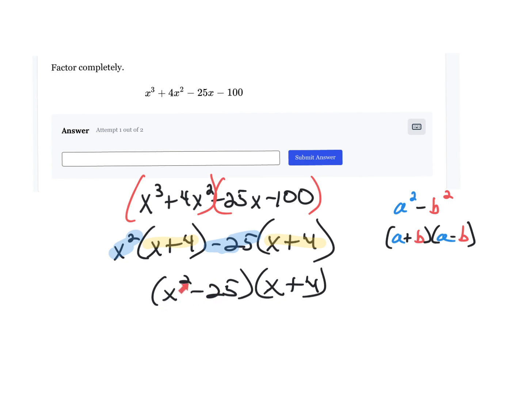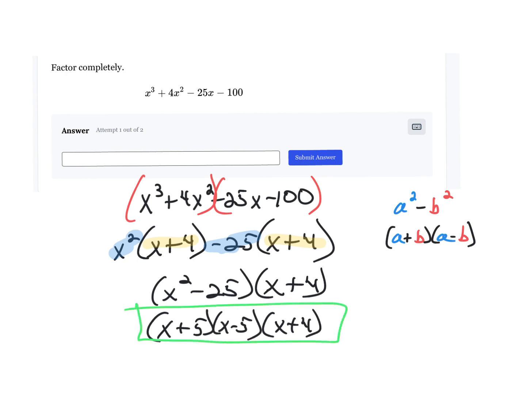So in this x squared minus 25, this is the difference of perfect squares. The square root of x squared is x. The square root of 25 is 5. And since it's the difference, we factor that as x plus 5 times x minus 5. Then we just bring down our x plus 4, and now we have factored it completely. So that would be what you put here in that answer. All right, hopefully this little practice will help you with the assignment.